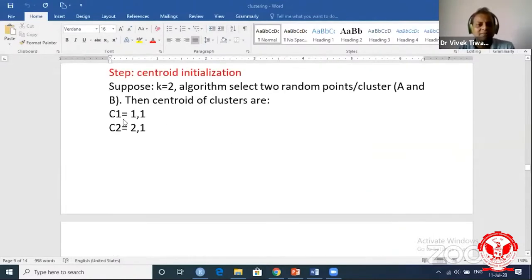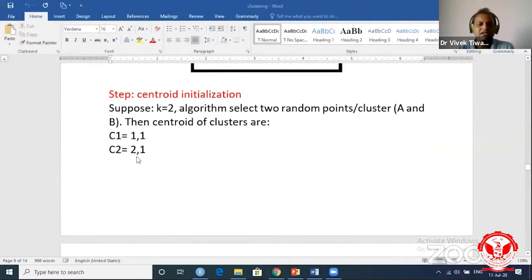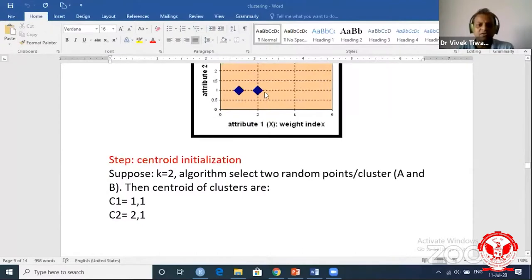So suppose C1 is cluster 1 and C2 is cluster 2. The centroid of cluster 1 is (1, 1) because there is a single data item. The centroid of cluster 2 is (2, 1) because it is a single data item.